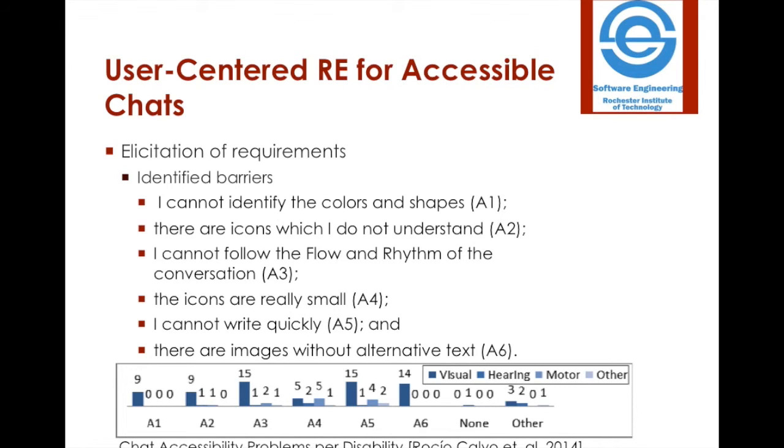It can be observed that people with visual impairments experience more problems when they use chat programs. These problems are related to the flow and rhythm, use of colors or shapes to identify information, images, icons, or buttons without alternative text, or the use of small icons. On the other hand, the people who experience the fewest problems are those with hearing impairments.